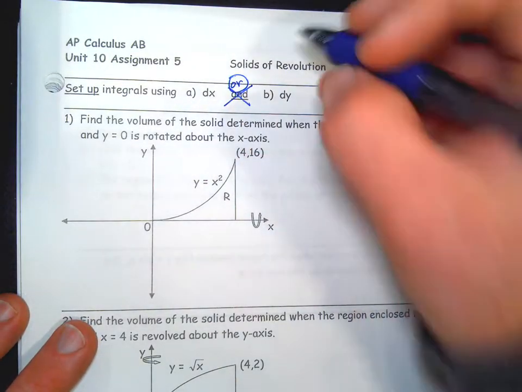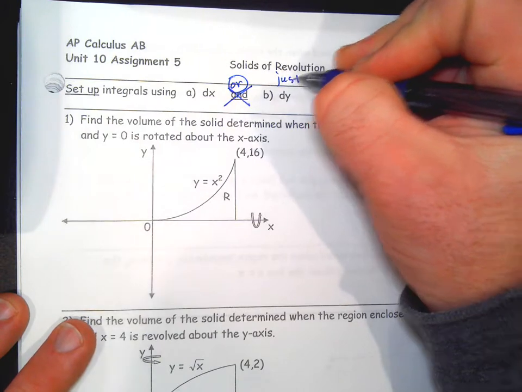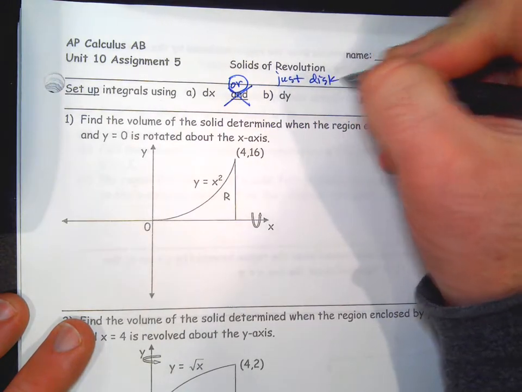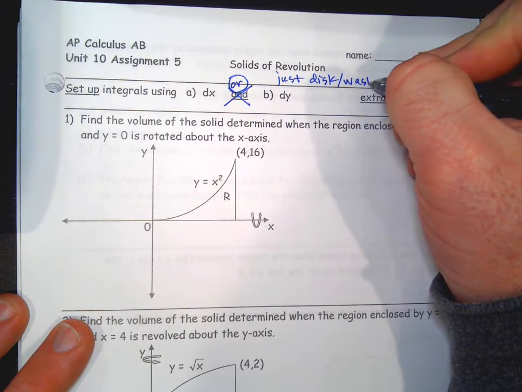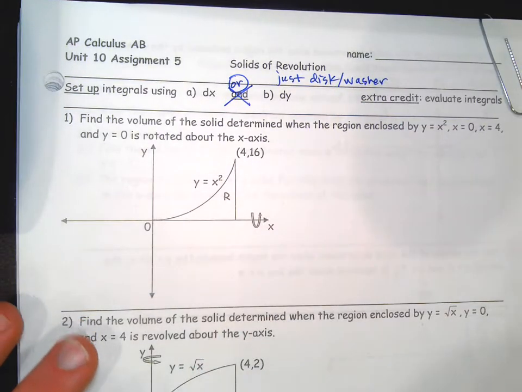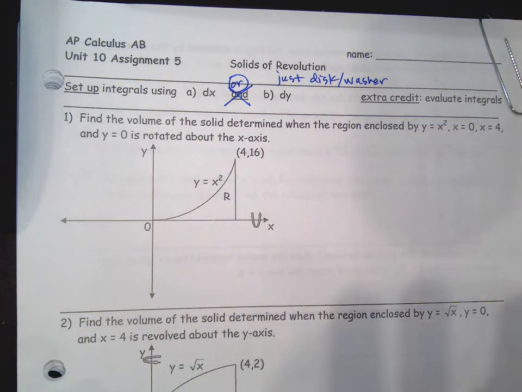I want us to just use the disk washer method for today, okay? Because the shell method is its own thing. Let's just practice one approach at a time and get the hang of it, okay?